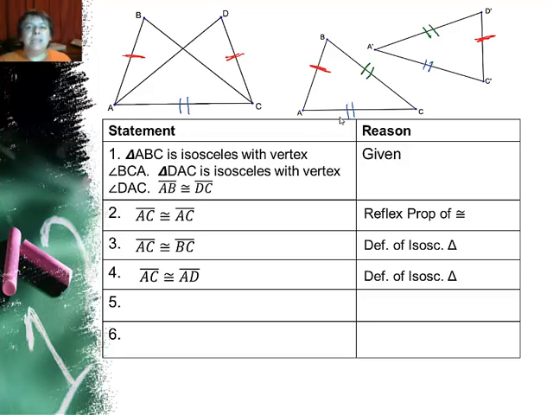So now that I see that, I have side, side, side, which is an excellent way to prove that triangles are congruent. ABC is congruent to CDA using side, side, side. My goal was to prove that the two angles, angle B and angle D, are congruent. Well, I can say since they are corresponding angles, then I can use CPCTC to prove that they are congruent.